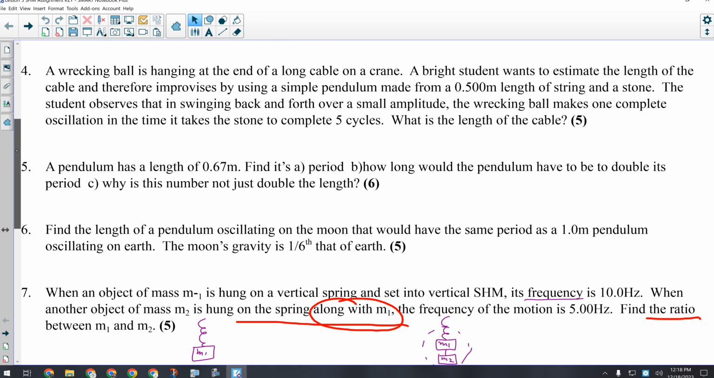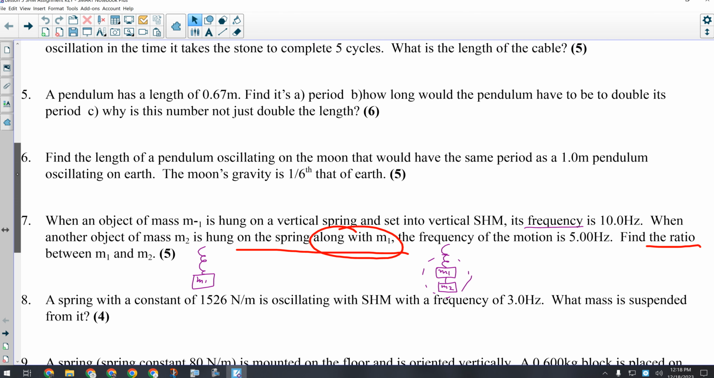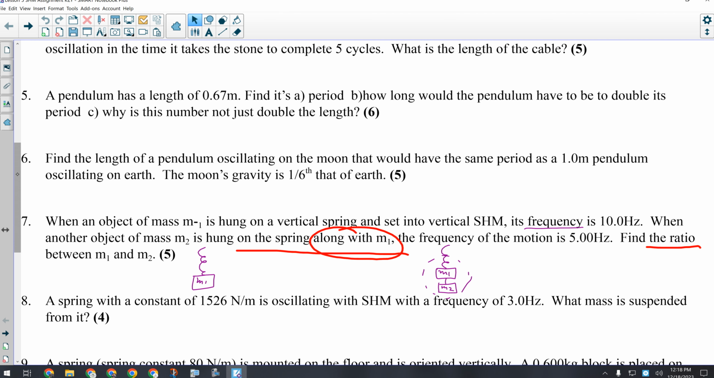And then another pendulum question. The first 5 questions are pendulum questions. So we have the length of that pendulum. We want you to find its period, and then how long the pendulum would have to be to double its period, and then tell me why that number is not just double the length. I'd be looking for a little bit of an explanation here that talks about the nature of the relationship and the thing that's in the formula.